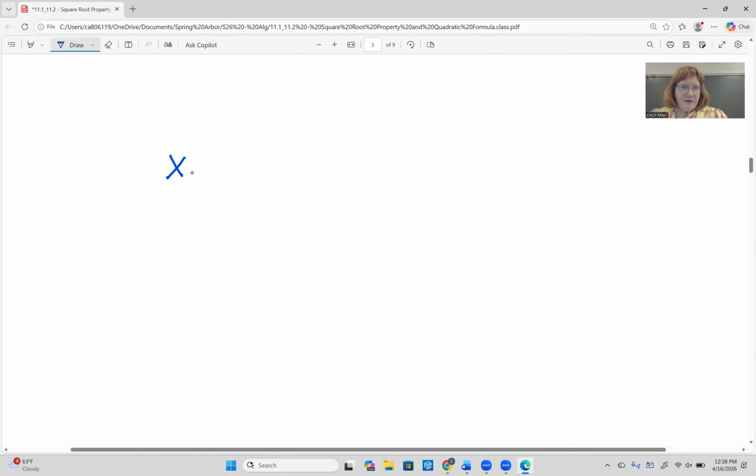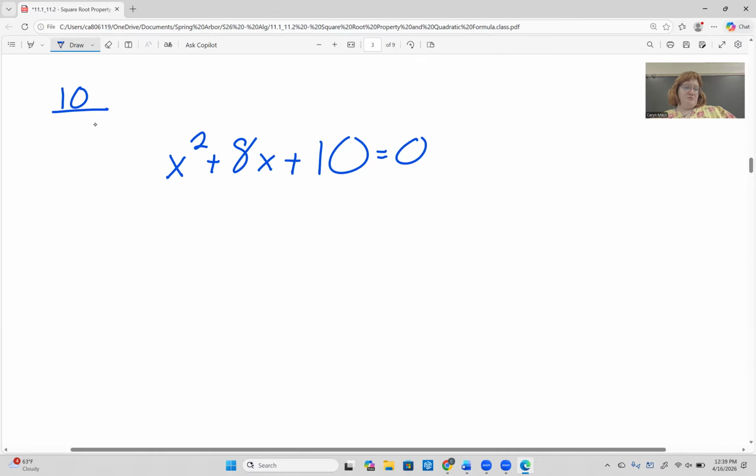So I'm going to make up something. All right. So previous knowledge says if I want to solve this, I would try to factor. What would we do to try to factor this? Factors of 10 that add up to 8. What are factors of 10? 5 and 2. 10 and 1. Those are all of them. Can I make 8 out of any of those pairs? No. So this can't be factored.